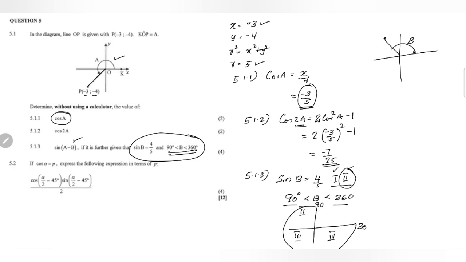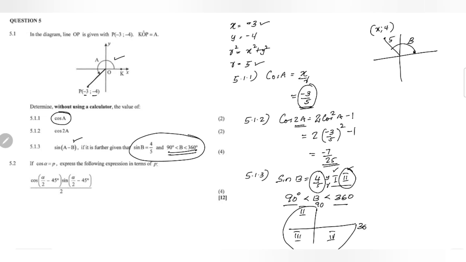Now, in this kind of question, two values are always given, either x and y, or y and r, or x and r. Here what is given? Sine B is equal to 4 over 5. What is sine by definition? That is y over r. The y value is there, the r value is also there, so the x value is missing. Y value is 4, positive, and r is 5, isn't it? Okay, do you see that?